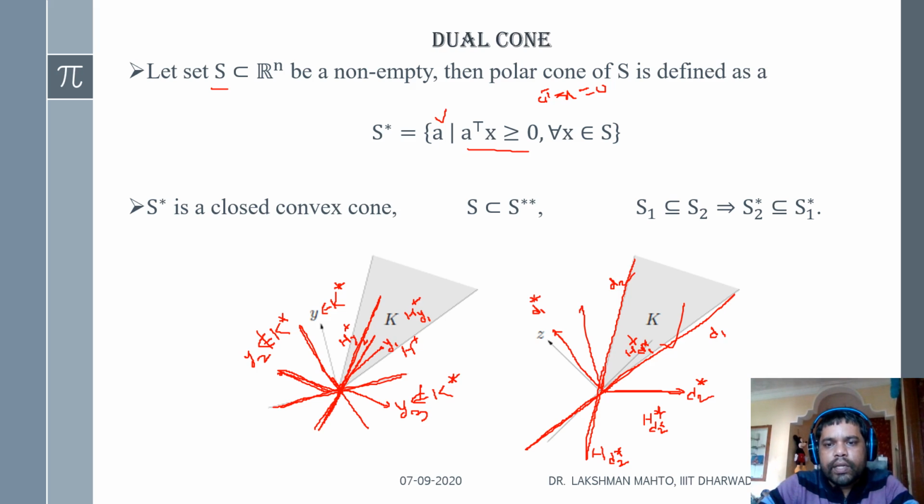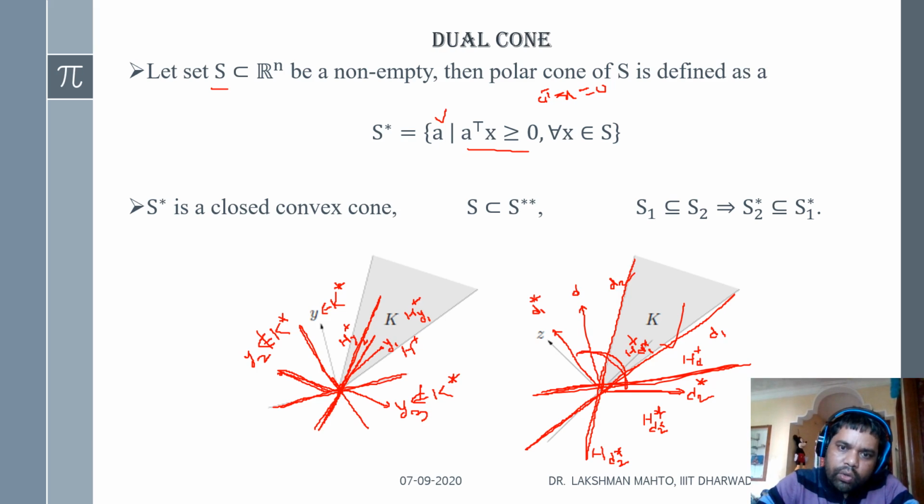So easily we can observe that these two are the extreme directions of the dual cone. If you take any vector between d1 star and d2 star, suppose this one is d, then with respect to this direction d, the corresponding hyperplane would be drawn perpendicular, passing through the origin. There must be a common reference point. Again we can observe that K lies in the positive half space of the hyperplane with normal d.